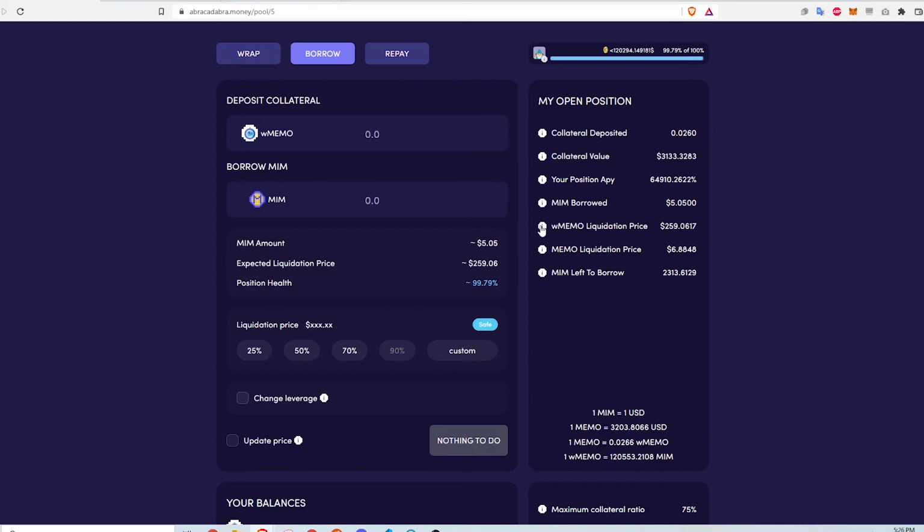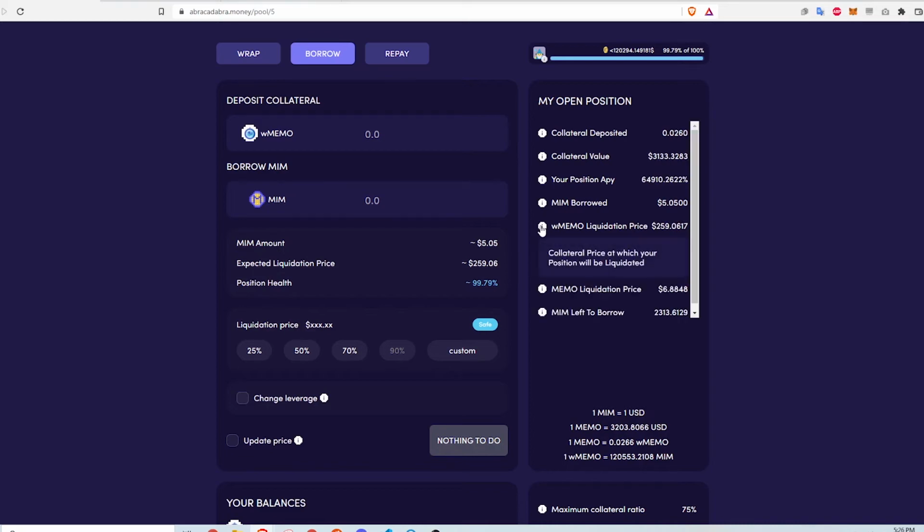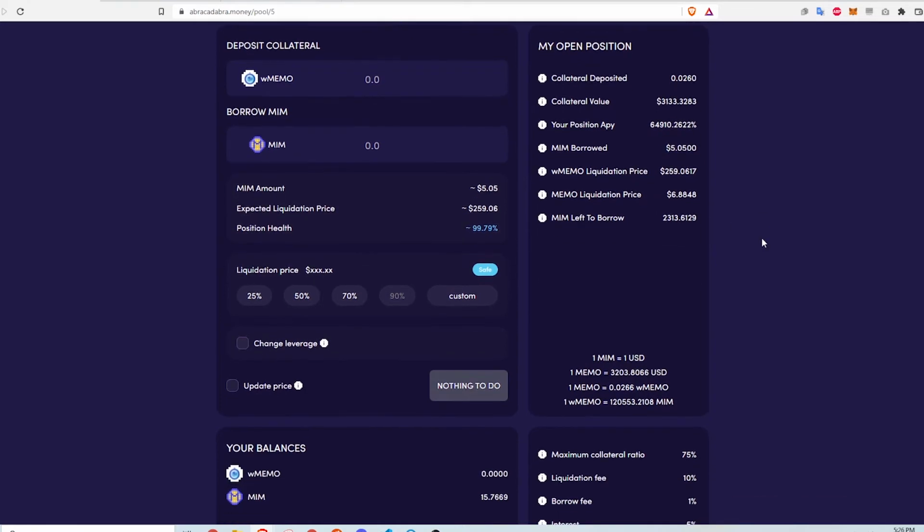Most importantly is probably the liquidation price, which is the price my WMEMO drops to that will cause Abracadabra to sell my collateral to repay the loan. Finally, there is the MIM available left for me to borrow given my collateral amount and value.